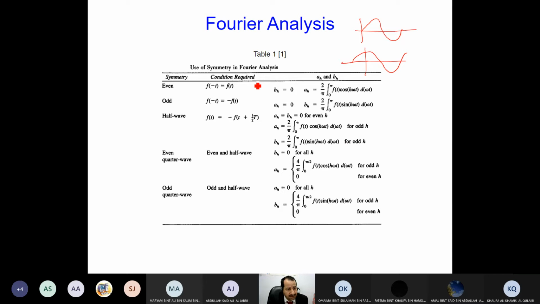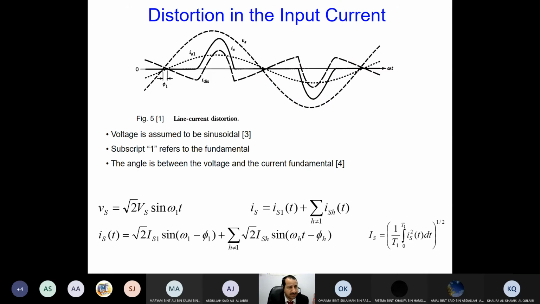For that, we can come directly to this table, which tells me that if my waveform is even, the B element will be cancelled, only the A element is there. And if it is odd, the A element will be cancelled, only the B element is there, which simplifies my calculations. Sometimes the waveform could be half wave even, or quarter wave odd, okay? Now, we may use this and we may not, depending on our discussion through the semester, but I would just like to mention it, highlighted.